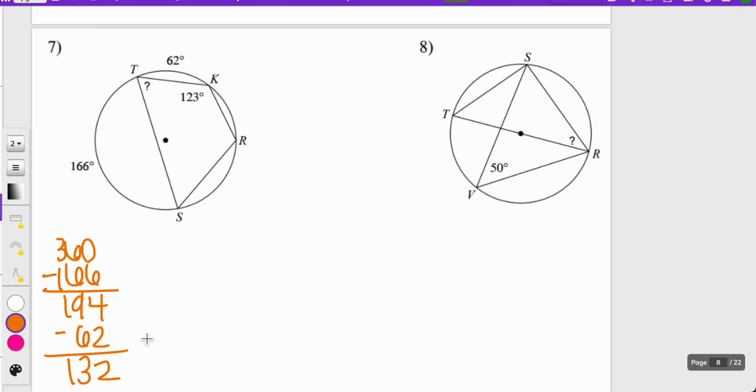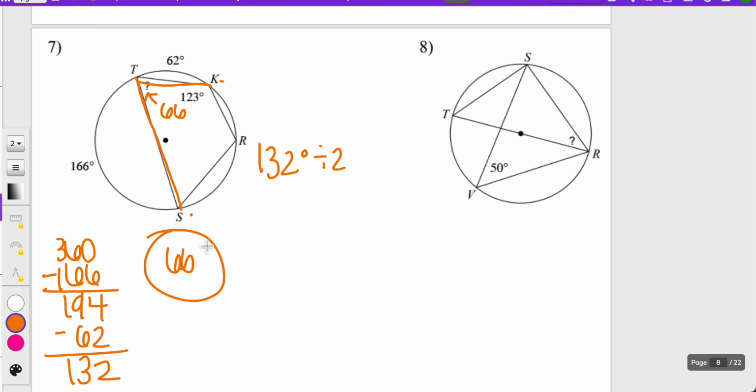With that though, this is an inscribed angle, and it's going to be exactly half of whatever's left over. So this entire arc from K all the way around to S is 132 degrees. So what I can do is divide that by 2, and that'll give me this missing angle here. So 132 divided by 2 is 66. So 66 degrees for number 7.